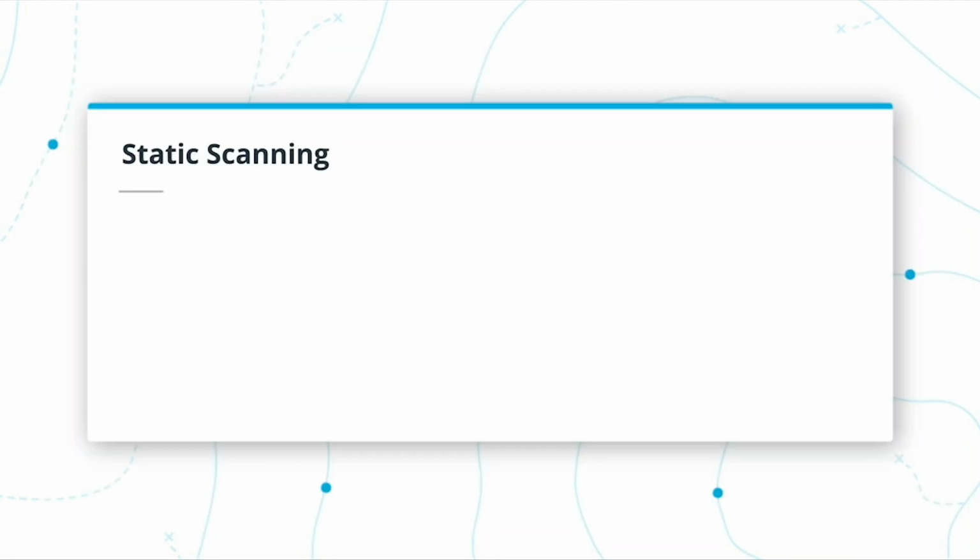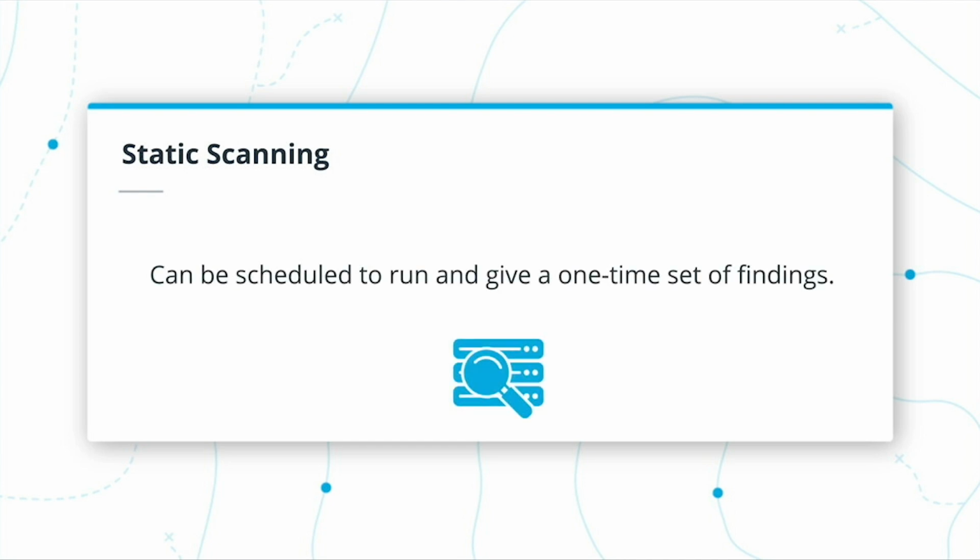The type of scanning that Inspector provides is considered static scanning, in that it can be scheduled to run and provide a set of findings. It is not intended for dynamic scanning to catch changes to configuration or other suspicious activity. That is dynamic scanning, and we will cover that next.